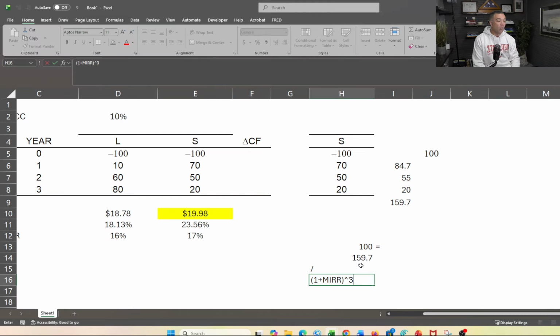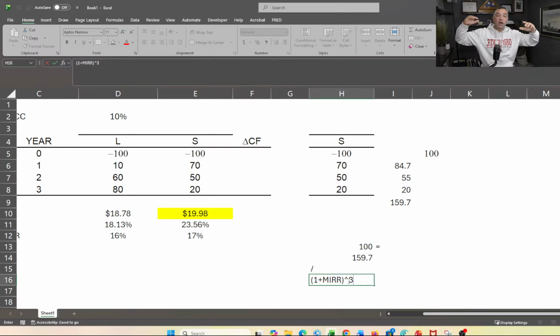That's what we want to do. But what I'm doing is I already know the 159.70, so I want to solve the 1 plus the MIRR to the third power. I want to solve the interest rate. So again, pull up the PowerPoint. This is not too important, but I just want you to understand it. Those 100 equals 159.70 divided by the 1 plus MIRR.